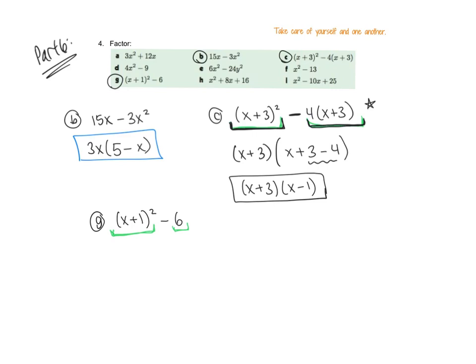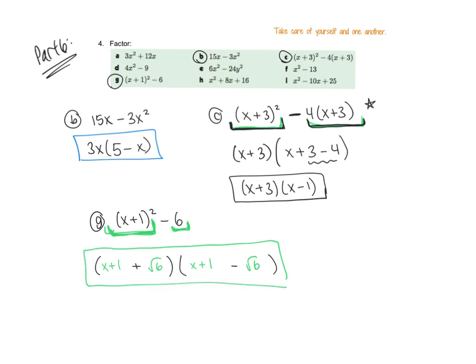Okay, so for a difference of 2 squares, remember that we open up 2 parentheses, and we put a plus sign and a minus sign. I'm going to take the square root of the first term, which is x plus 1, and then I'm going to take the square root of the second term, which would be root 6, the square root of 6. Okay, so that's it.